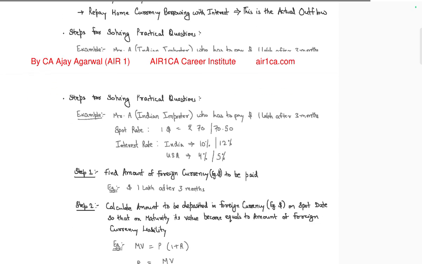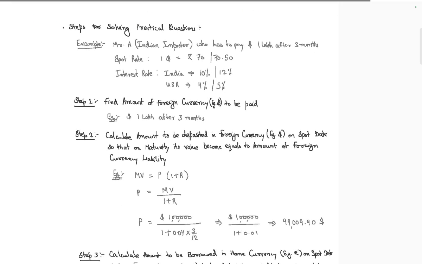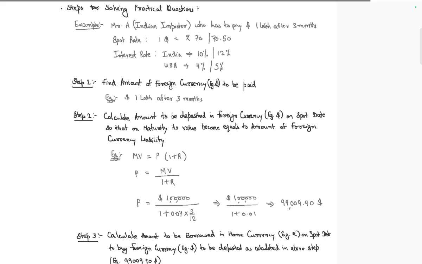Steps to solving the practical problem. Mr. Indian importer wants to pay $1 lakh in 3 months. Spot rate is 75, so he wants to buy at the high price of 75. Interest rate for India is 12% and for the US it is 5%. So find the amount of foreign currency needed to pay $1 lakh in 3 months.